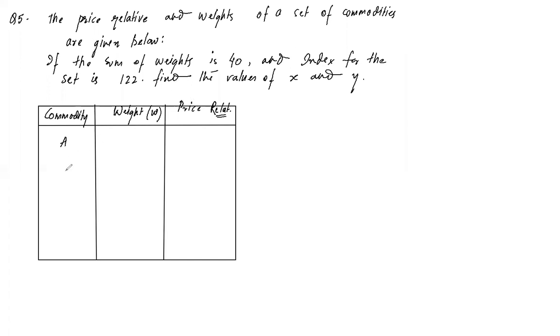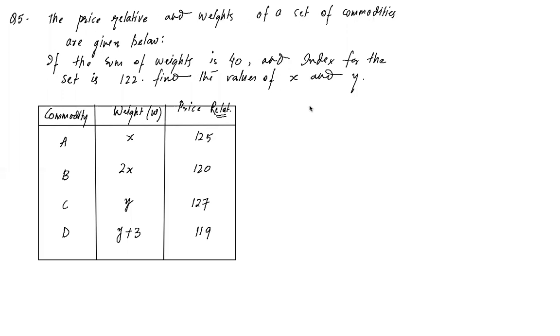They have given us 4 commodities A, B, C, and D, and let us say the weights X, 2X, Y, and Y plus 3. Price relative values they have given 125, 120, 127, and 119. So whatever in this black color you can see on your board, that is the question given to us. The price, relative, and weight of a set of commodities are given below.